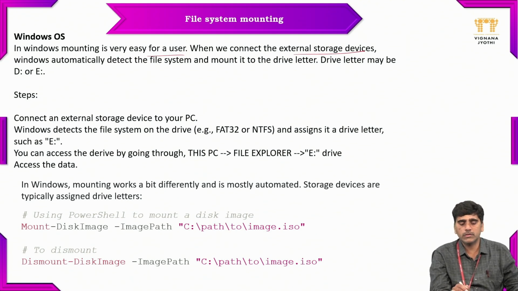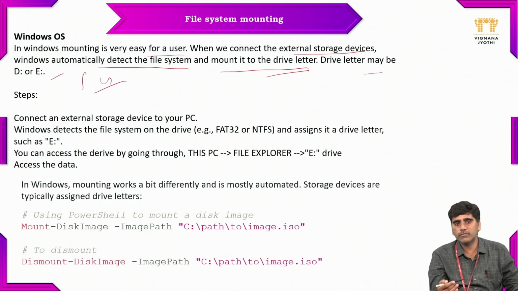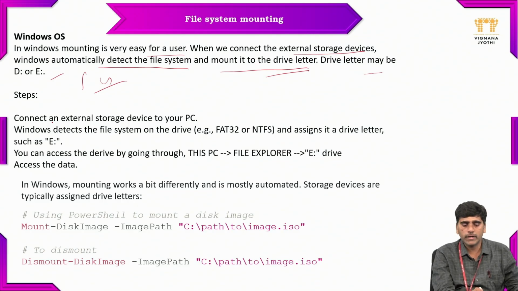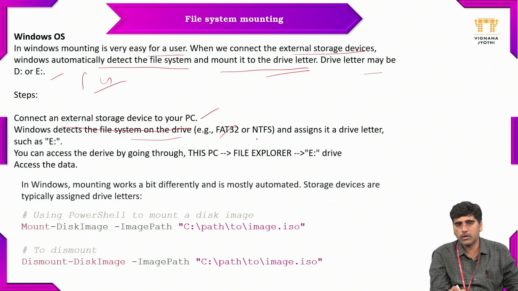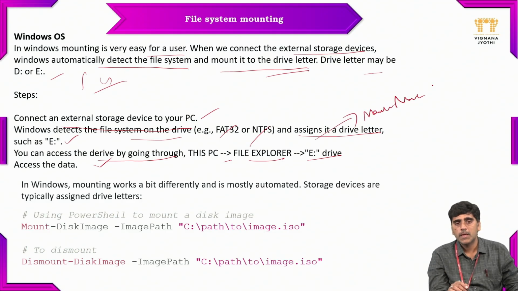When we connect an external storage device, Windows automatically detects the file system and mounts it to a drive letter. The drive letter may be D, E, F or Z, whatever it may be, depending upon the drive letters already given. So whenever you connect an external storage device to your PC, Windows detects the file system on the drive, for example FAT32 or NTFS, and assigns it a drive letter such as E drive or F drive. You can access the drive by going through This PC, File Explorer, E drive, and access the data. So this is nothing but what? Manual mounting.